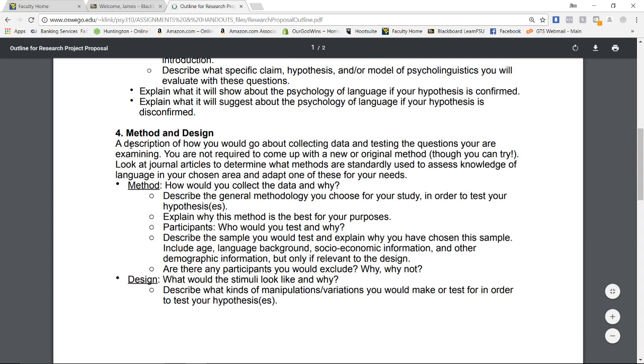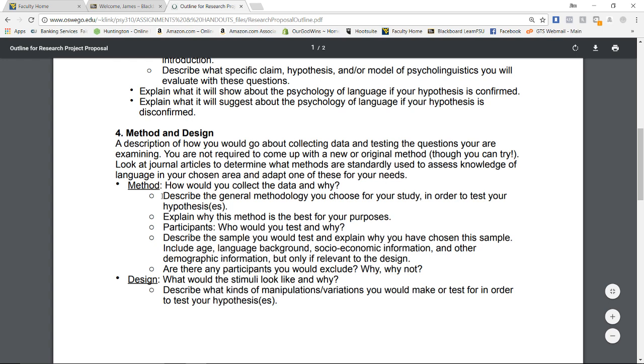Your method and design. This is a description of how you're going to go about collecting your data and testing your questions. You're not required to come up with a new original method, although if you want to, you can certainly try. Look at journal articles to determine what methods are standardly used to assess knowledge. So your method is going to be how will you collect the data. Now, that might be here.